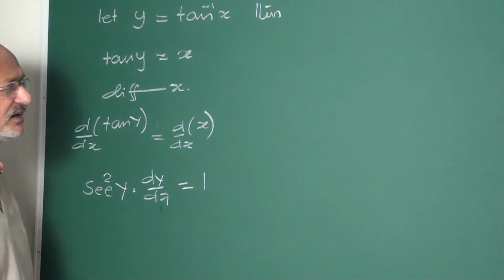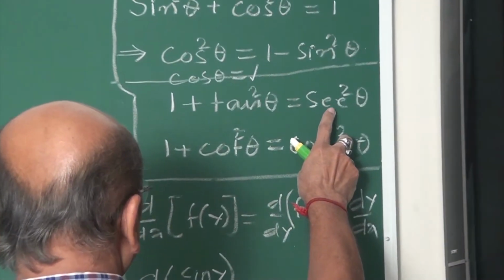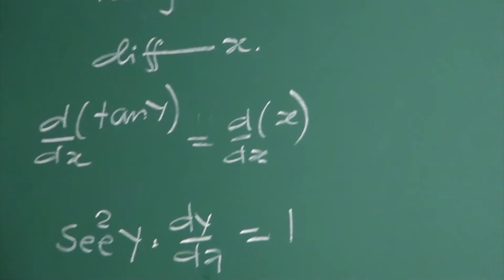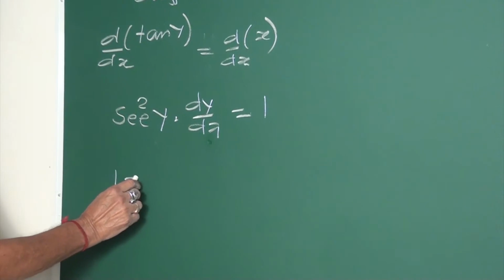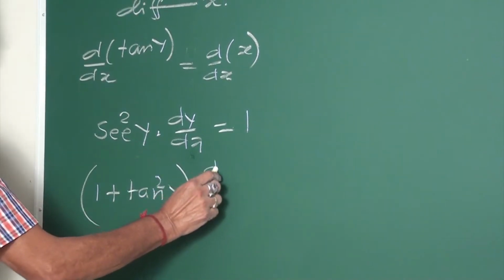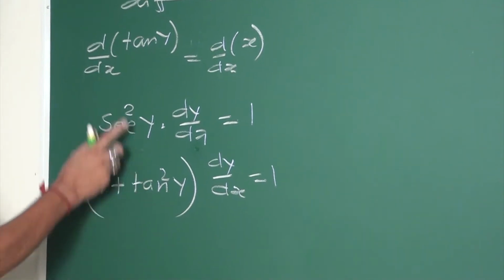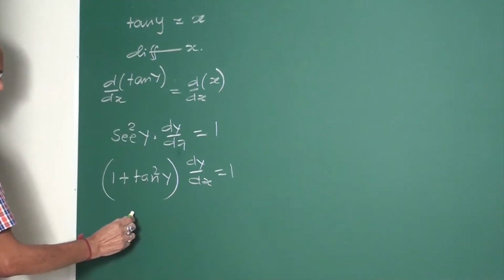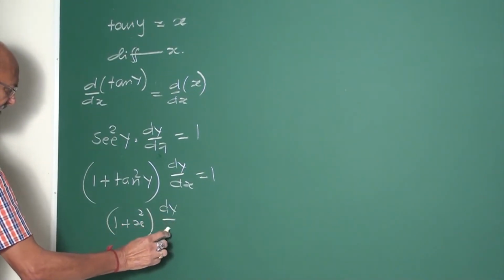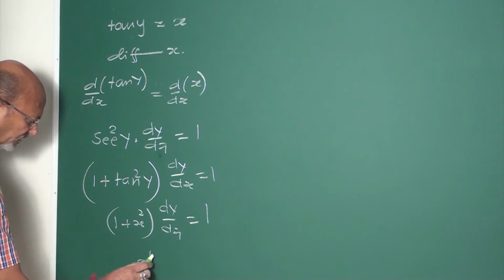Already I have written about the identities. 1 plus tan square is sec square, or sec square is 1 plus tan square. So 1 plus tan square y into dy by dx equal to 1. Now you know the value of tan y is x. Substitute. Now it is 1 plus x square into dy by dx equal to 1. Therefore, solve for dy by dx.